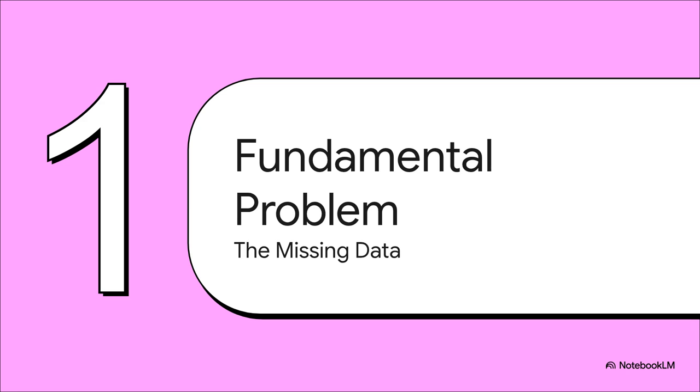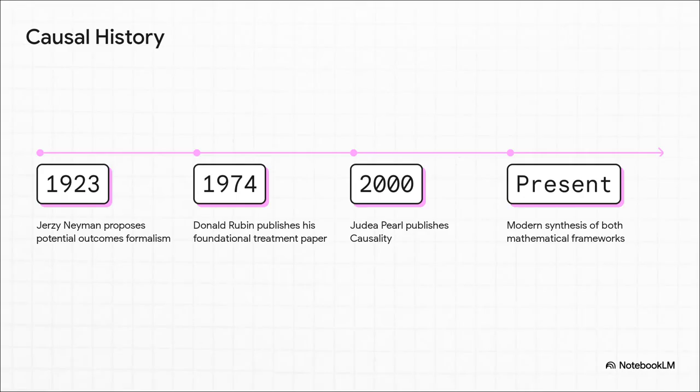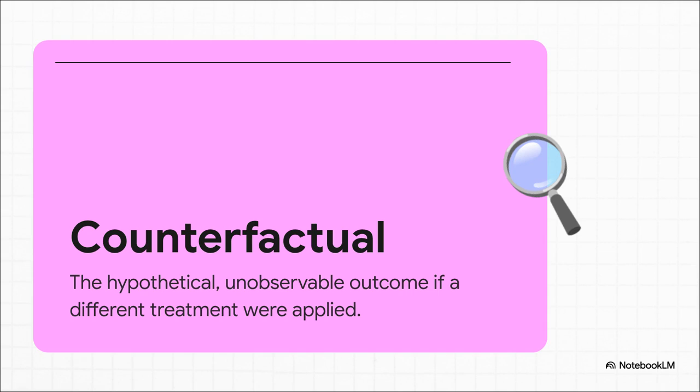Section 1. The fundamental problem. Over the last century, statisticians and computer scientists have been building complementary paths up the exact same mountain. The roots trace all the way back to Jerzy Neyman in 1923, moving through Donald Rubin's vital work in 1974, Judea Pearl's foundational structural models in 2000, right up to the modern synthesis that epidemiologists rely on today. To climb that mountain, all of these researchers had to deal with counterfactuals. Basically, a counterfactual is just the hypothetical, unobservable outcome that would have happened if a different treatment had been applied.